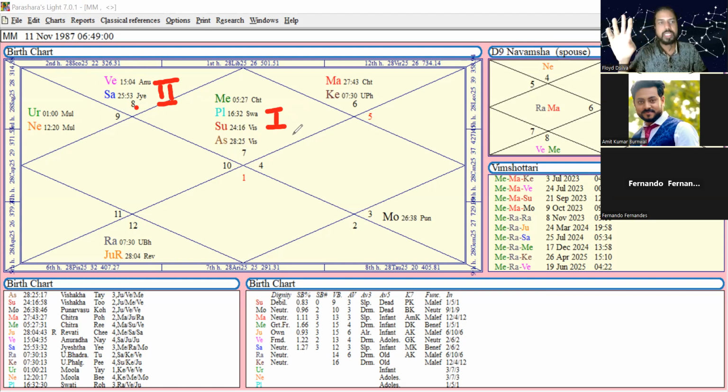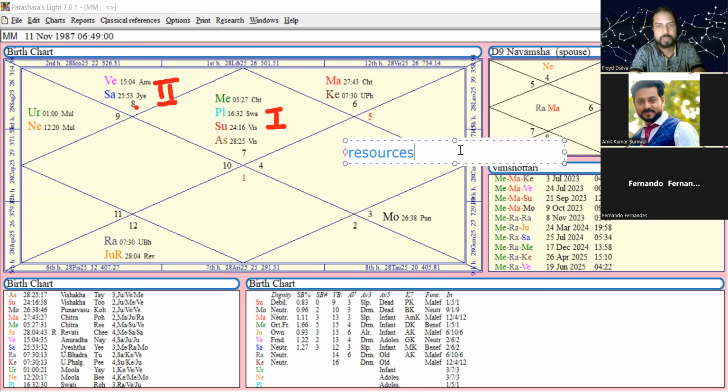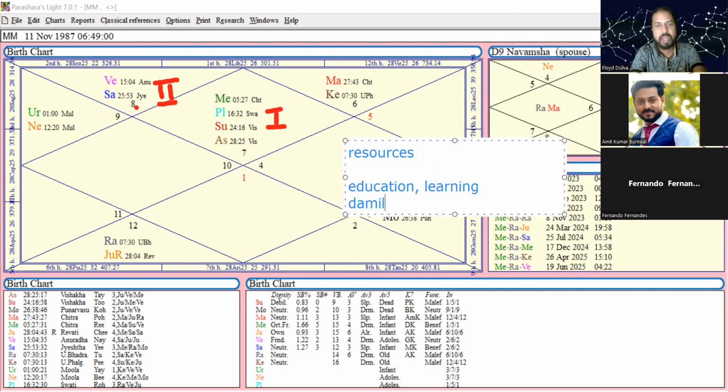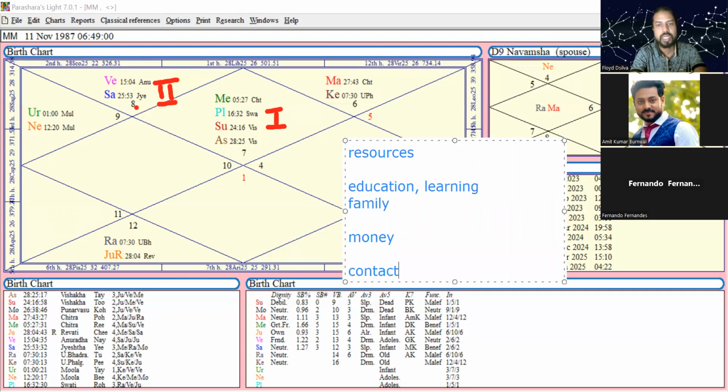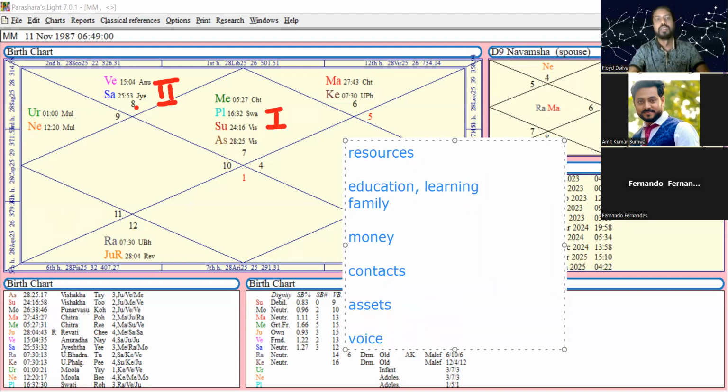But now, the second house. The standard meaning is that it is the house of resources. It is the house of education and learning. It is the house of the family. It is the house of money. It is a house of contact. Any resources or assets that you have in life come under the second house. Voice. Yes. So now Venus for this person is in the second house.